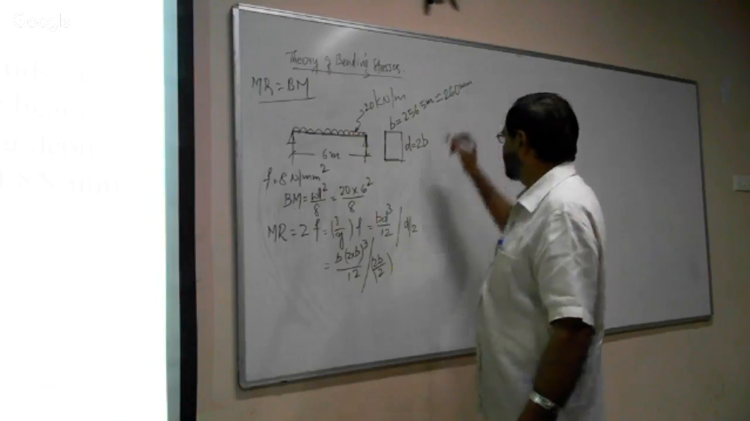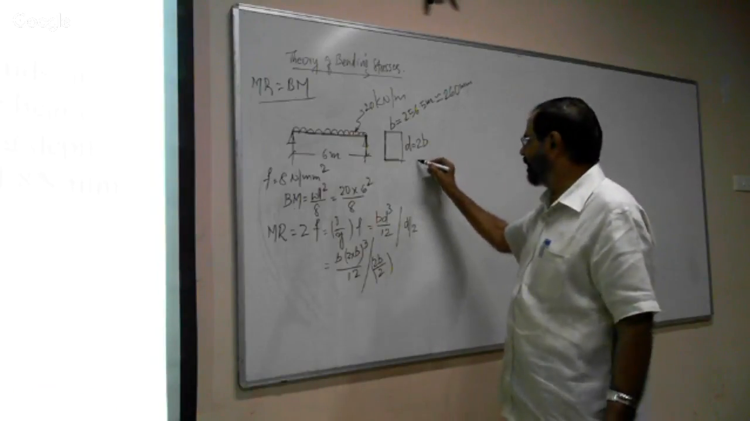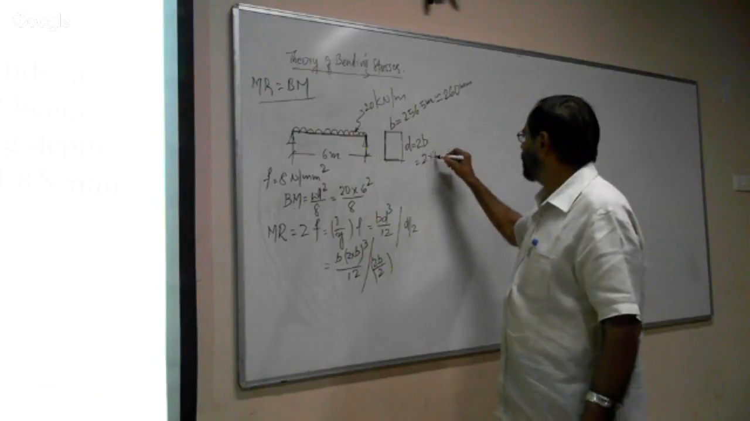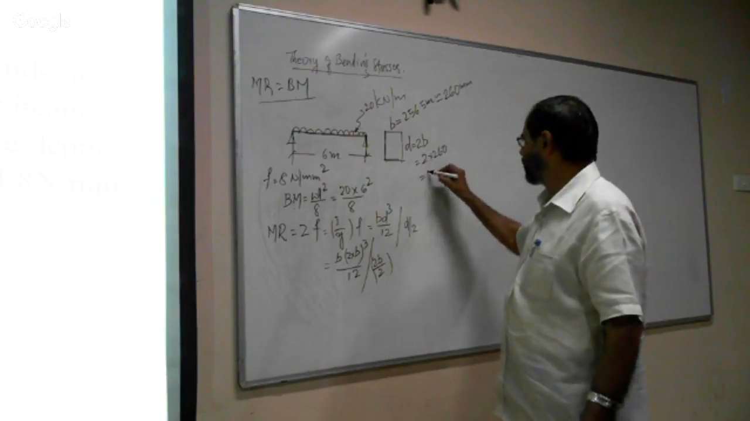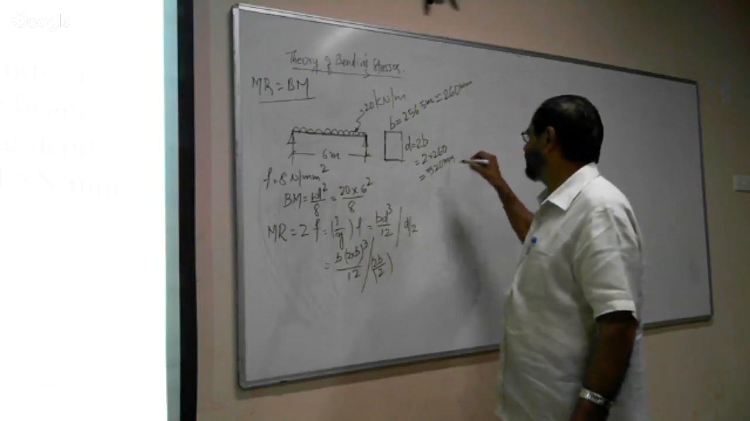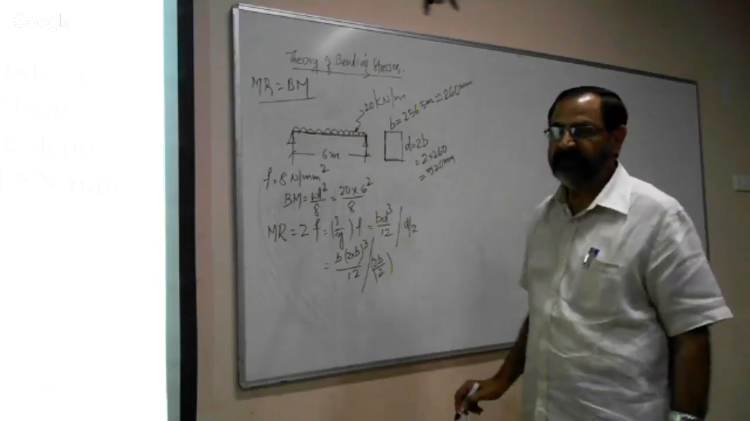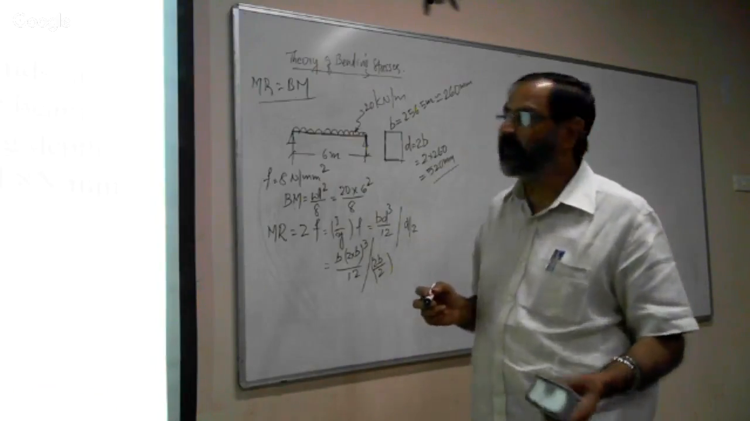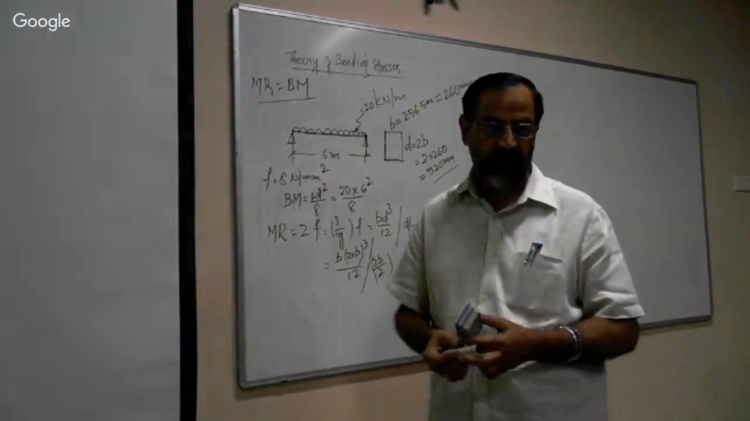Let us round it up to 260 millimeter. Therefore, depth D is equal to 2 into 260, that is equal to 520 millimeter. This is the solution, and our problem is solved. Then let us solve one more problem.